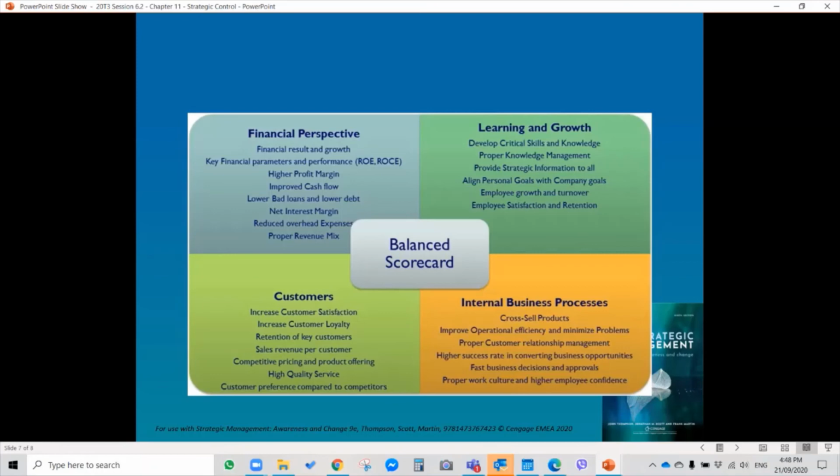So for example, GE is known for its Six Sigma approach to quality. So this is an excellent business process. And you can argue that in this perspective, they're doing extremely well. But unfortunately, GE now has some problems with its financial performance because of some strategic moves that it's made in the past that made them fail, basically.